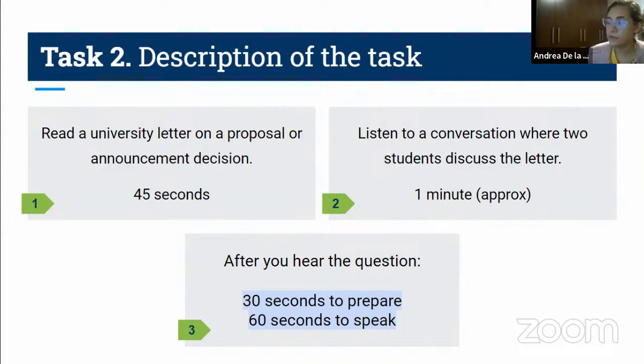And finally, you will get the question, and you will get 30 seconds to prepare and 1 minute to answer the question. Okay? So 45 seconds to read a text, then you hear a conversation, and finally you get 30 seconds to prepare your response and 1 minute to speak. Okay, guys? So that's basically it. Do you guys have any questions in terms of the format?